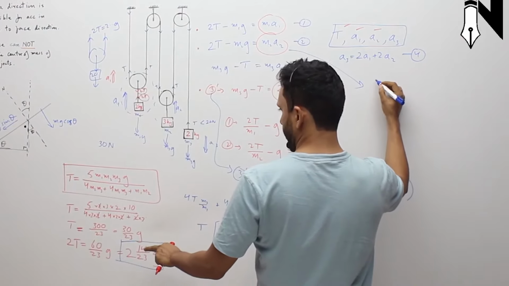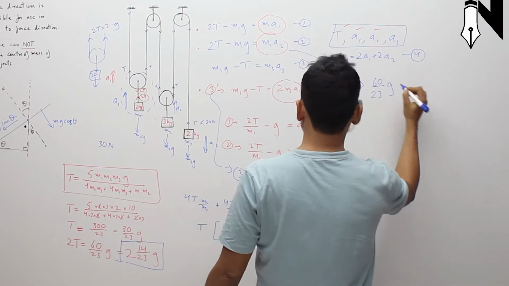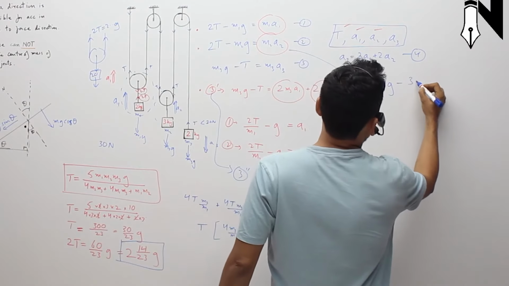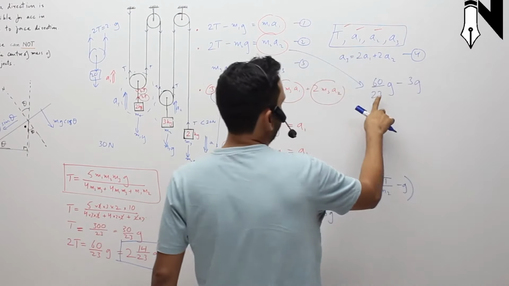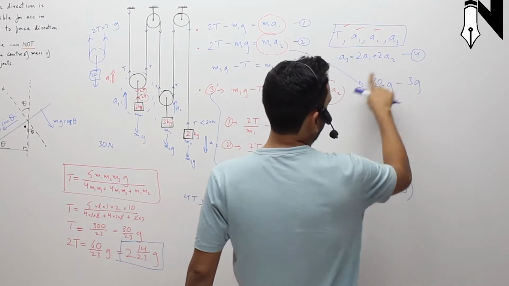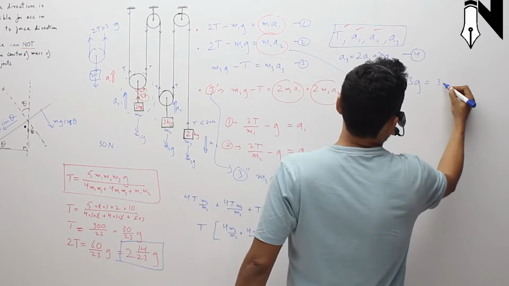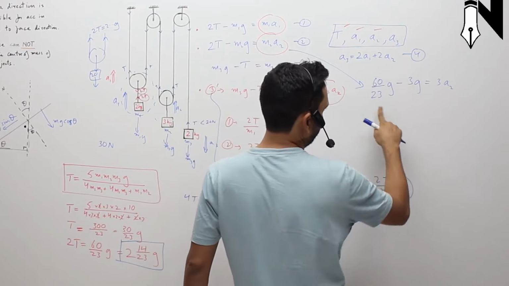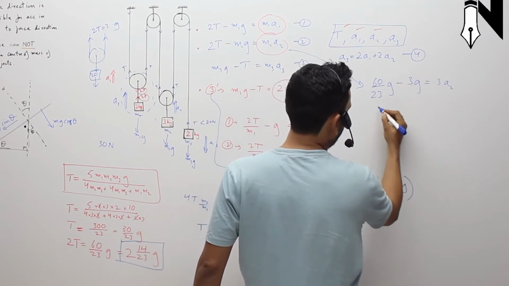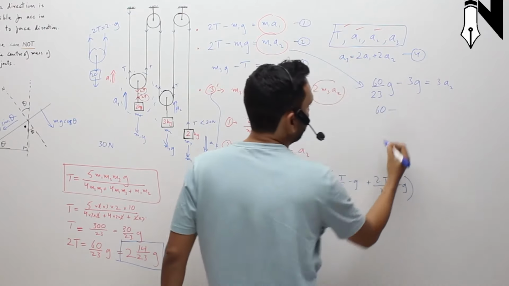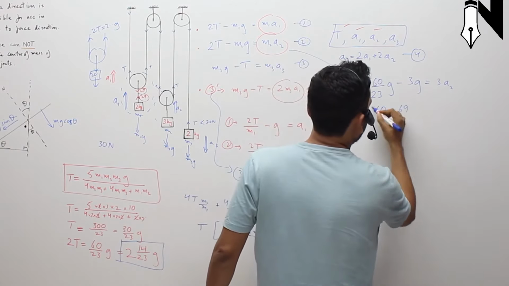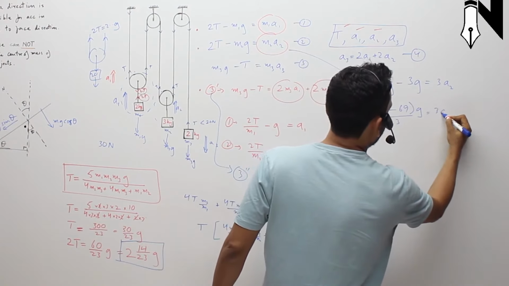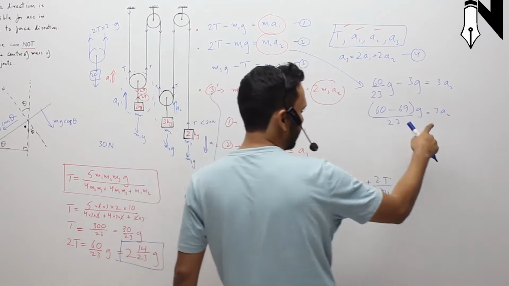So for 2T we have 60 by 23 G, minus m2g, which is 3G. That is what I was saying: this 3G has exceeded the 2T value, and hence 3 times A2 is going to come negative. So how much is 23 into 3? This gives you 60 minus 69G by 23 is 3A2. So 60 minus 69 is minus 9.